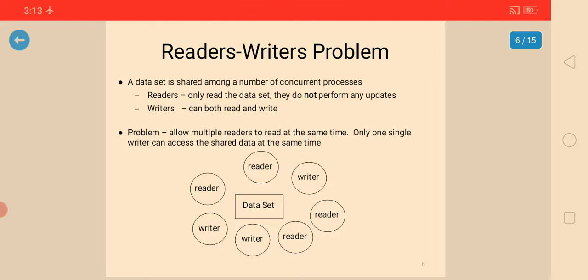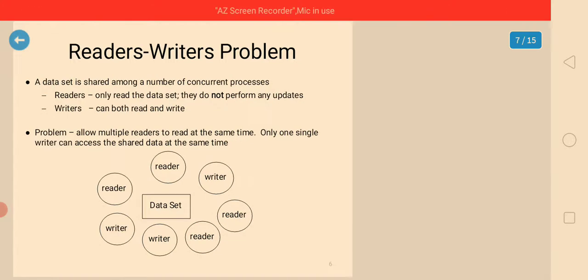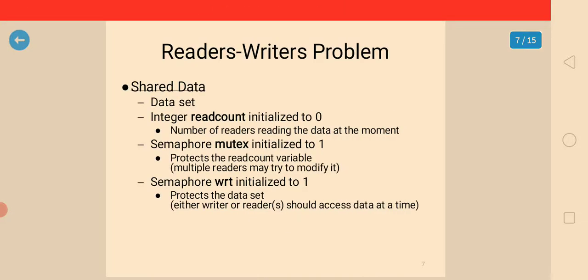Writers can both read and write, so they can perform both read and write updates. The problem allows multiple readers to read at the same time, but only a single writer can access the shared data at the same time.